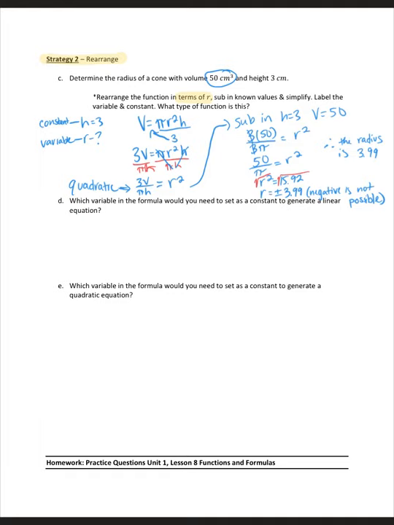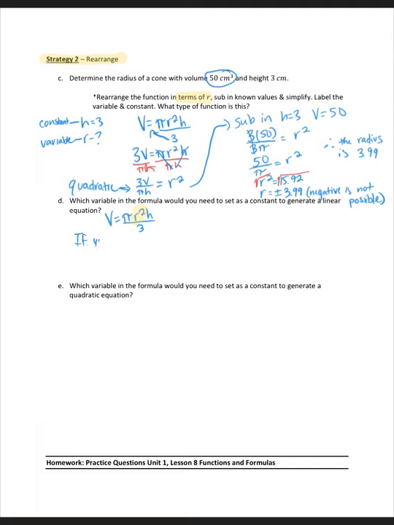So we're just going to kind of summarize what we did today with the substituting and the rearranging. So which variable in the formula would you need to set as a constant to generate a linear equation? So let's rewrite the formula we were using for volume of a cone. So volume equals pi r squared times h divided by 3. So initially we set the radius equal to a constant. So when this was a constant, we could simplify that square root. So all we had was an exponent left that was raised to a power of 1. So it created that linear relationship.